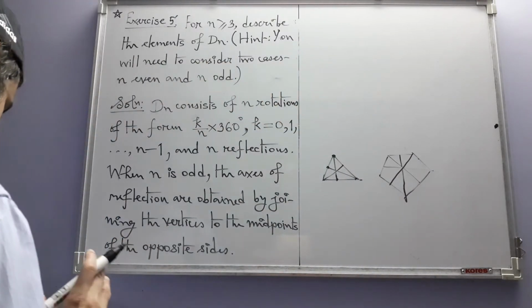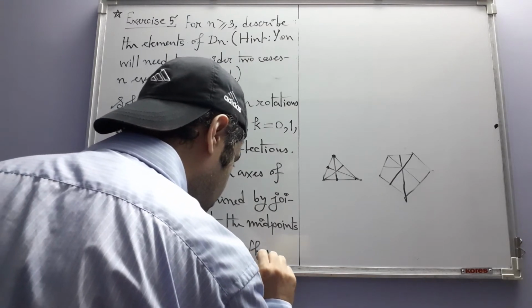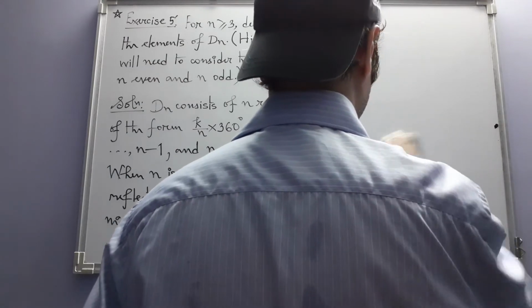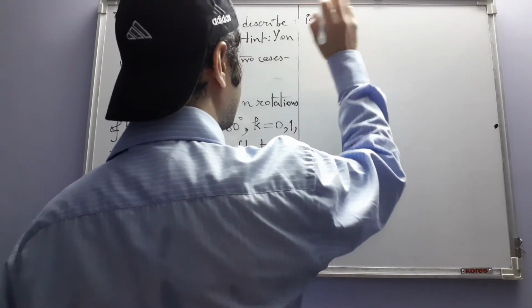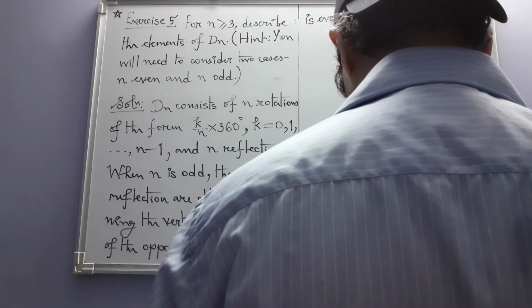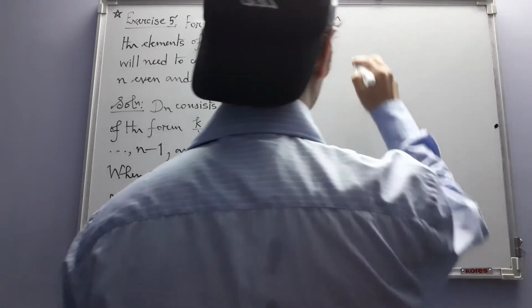But when n is even, then half of the reflections are obtained by joining opposite vertices.